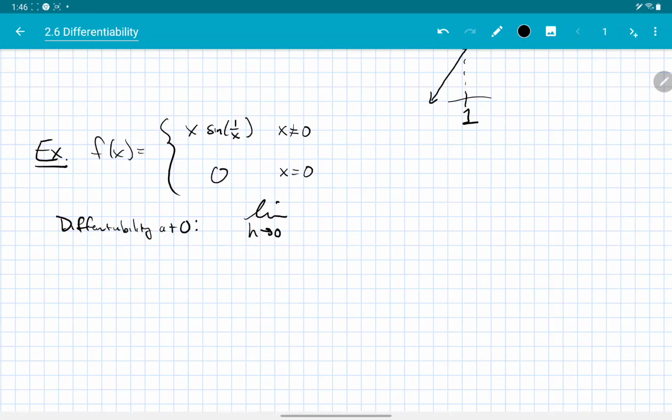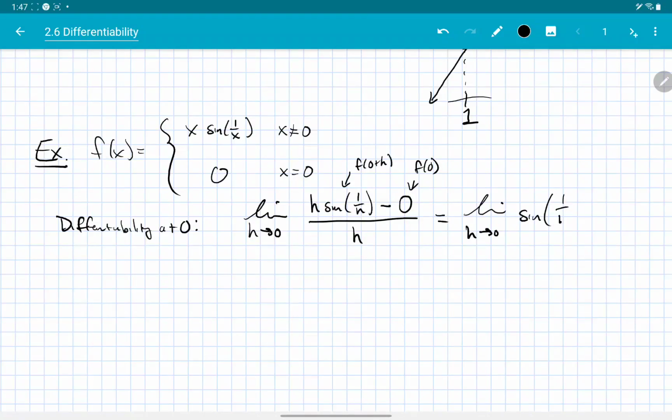That would mean taking the following limit. The limit as h goes to 0 of h sine 1 over h minus 0 divided by h. That would be what happens when I get f at 0 plus h. Right? If you're confused where this came from, this is f at 0 plus h. This is f at 0. So when I cancel here, I get the limit as h goes to 0 of sine of 1 over h. And if you recall from before, that doesn't exist. That was that thing that oscillated infinitely many times near 0. So this is not differentiable.